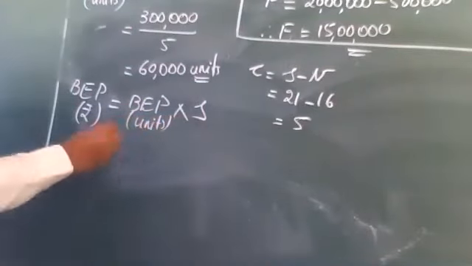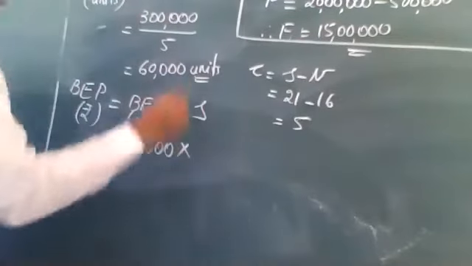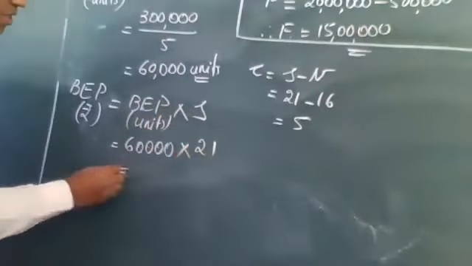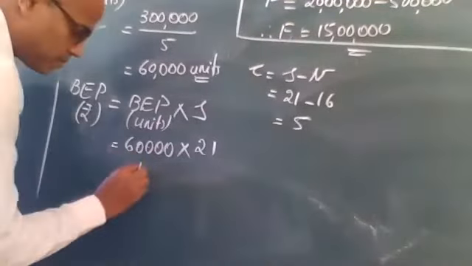So what is the break-even units? 60,000. What is the selling price? 21 rupees. So 60,000 into 21 should be your answer. How much is this? 12 lakhs.